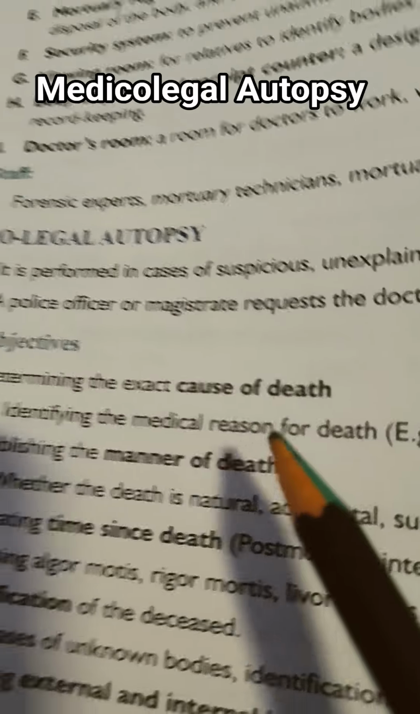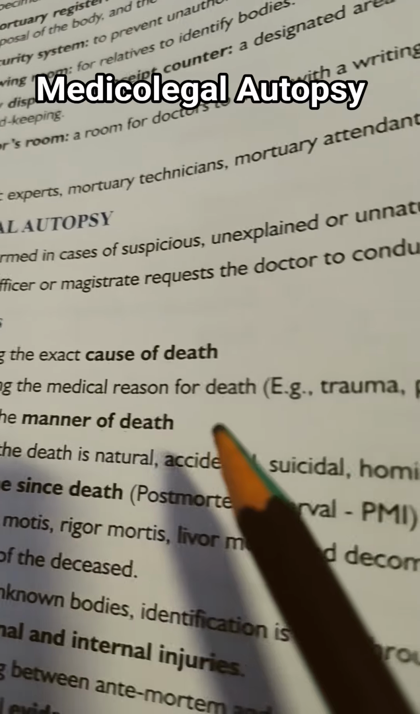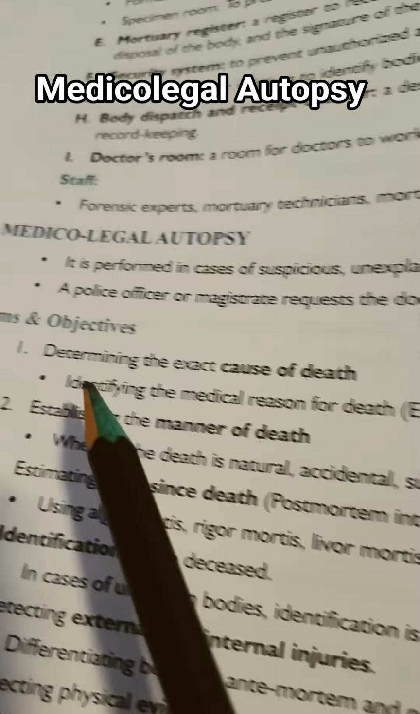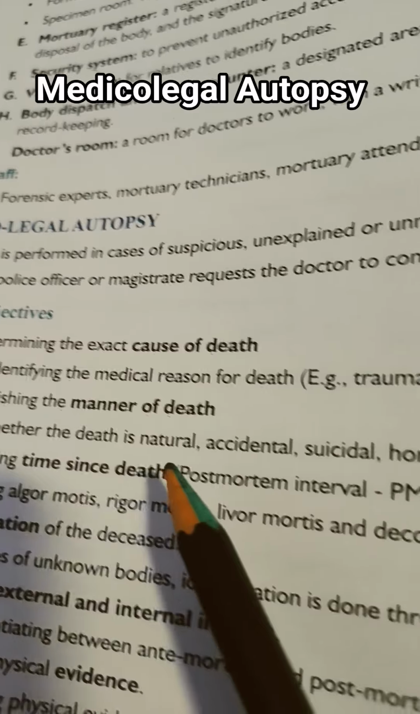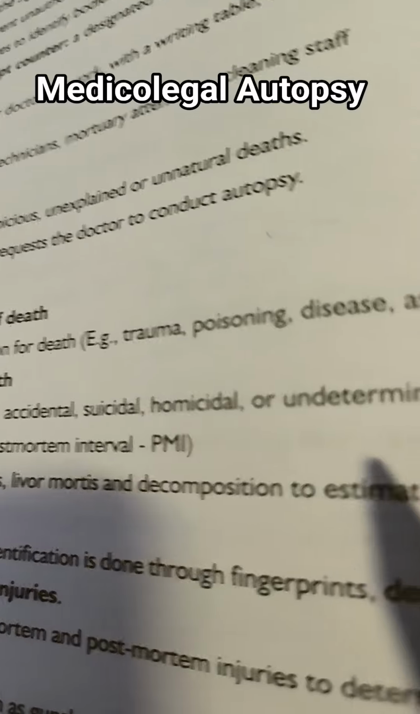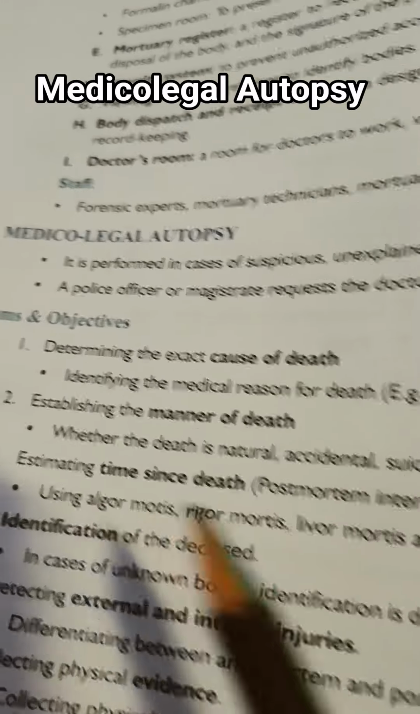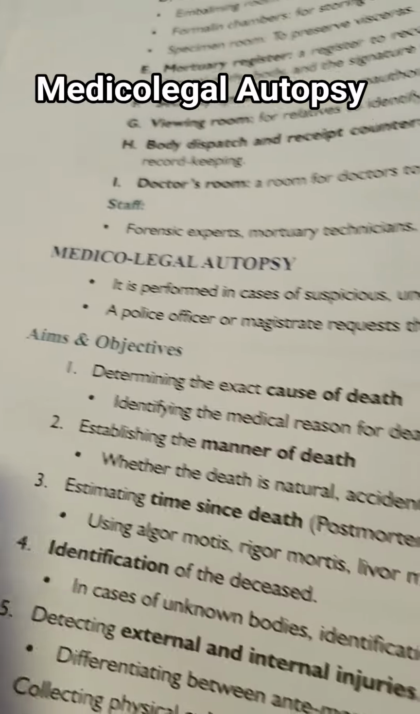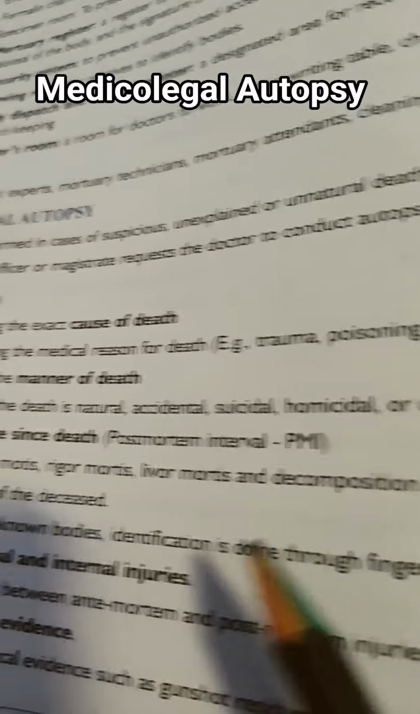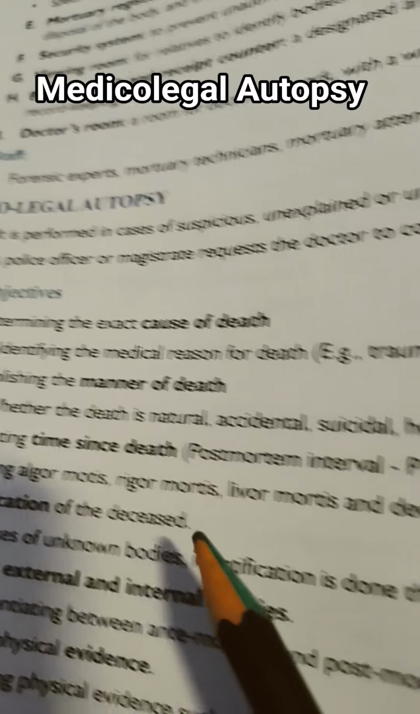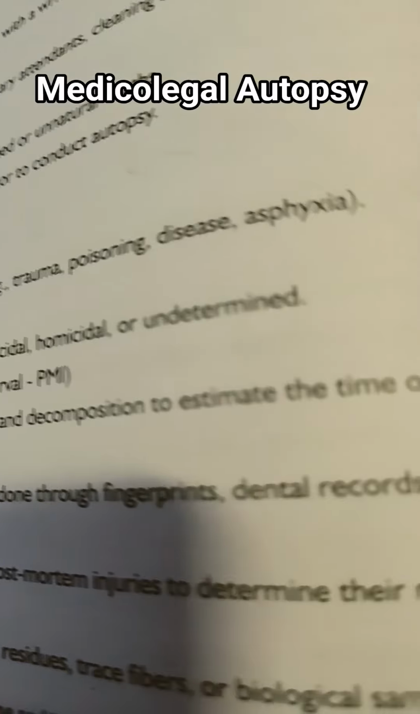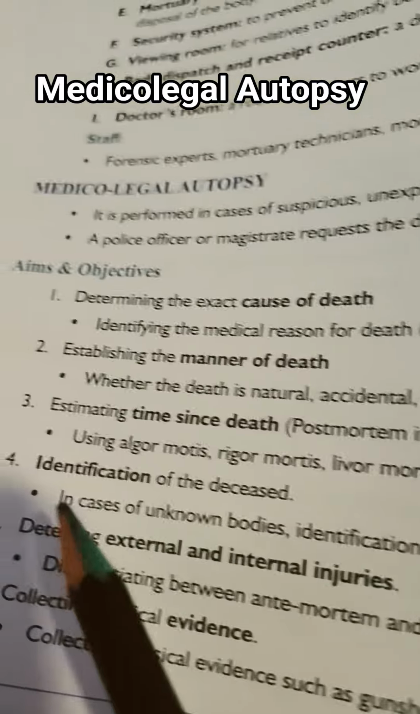Determining the exact cause of death. Identifying the medical reason for death. Example, trauma, poisoning, disease, asphyxia. Establishing the manner of death, whether the death is natural, accidental, suicidal, homicidal, or undetermined. Establishing time since death, postmortem interval, using algor mortis, rigor mortis, livor mortis, decomposition to estimate the time of death.